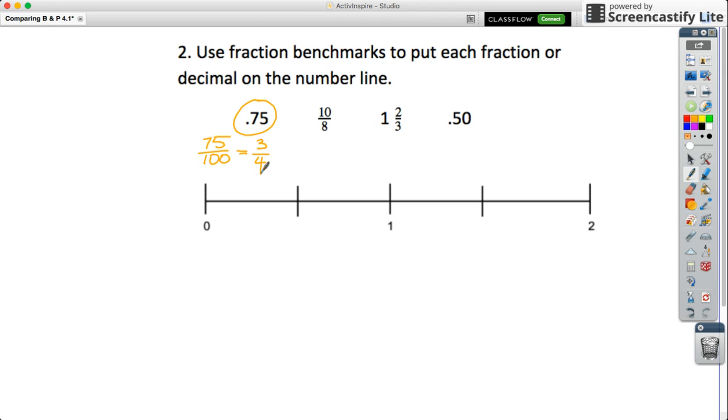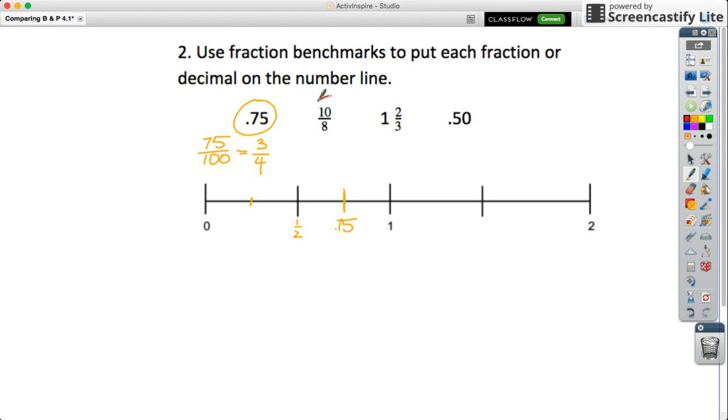That's a nice benchmark. I know 1/4 would be halfway between 0 and 1/2. And I know 3/4 would be halfway between 1/2 and 1. So right here, I can put 75 hundredths or 3/4.